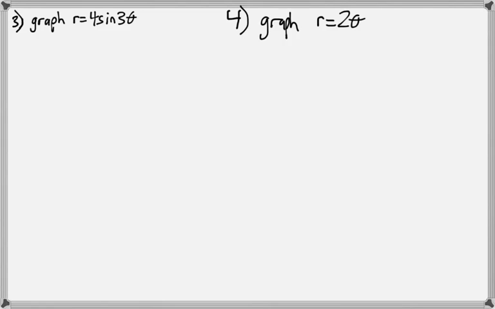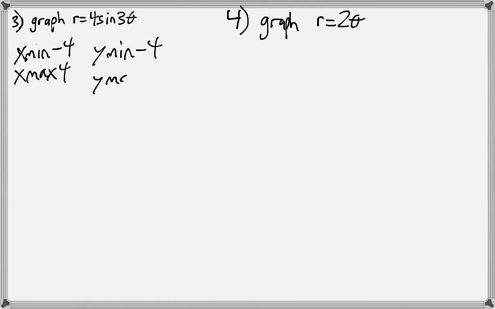So x min, I have at -4, x max, I have at 4. So this is just the window that I found to work the best for this particular question. But it's not an exact science, so you could use -5 to 5 if you wanted to.